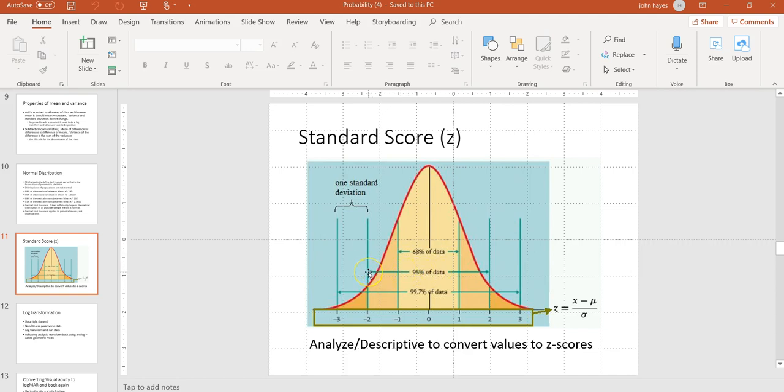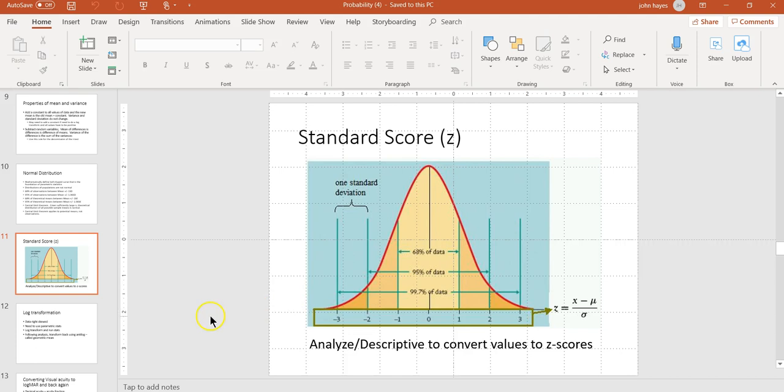95% of the hypothetical sample means fall within plus or minus 2, and 99.7% fall within plus or minus 3. Here's our z-score. x minus mu over sigma. All right.